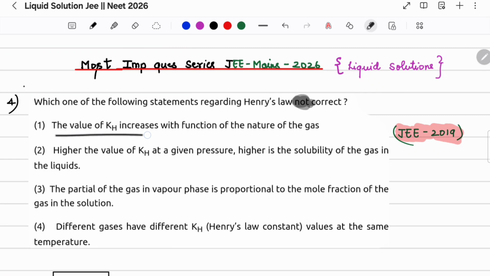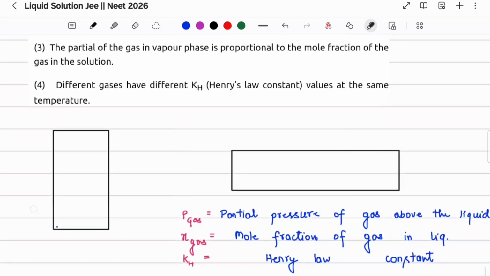The first statement: the value of KH increases as a function of the nature of the gas, meaning it has a direct relation with the nature of the gas. Second, KH high, so higher will be the solubility at constant pressure. Third, they are telling that the partial pressure of the gas in the vapor phase is proportional to the mole fraction. And last, different gases have different KH at the same temperature. Only if we know the definition of Henry's law, all four options we can easily understand. So first, try to understand the concept.